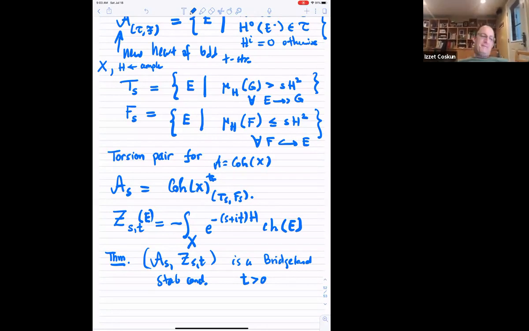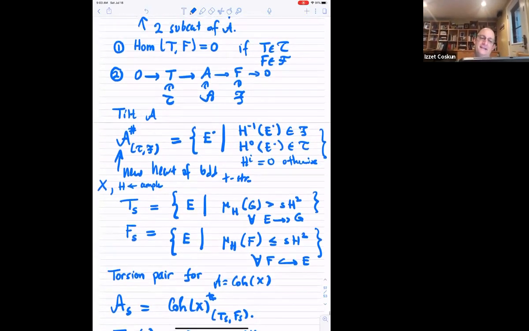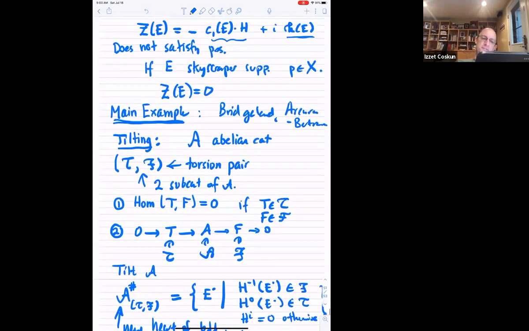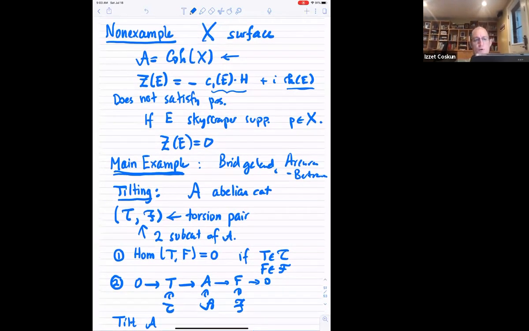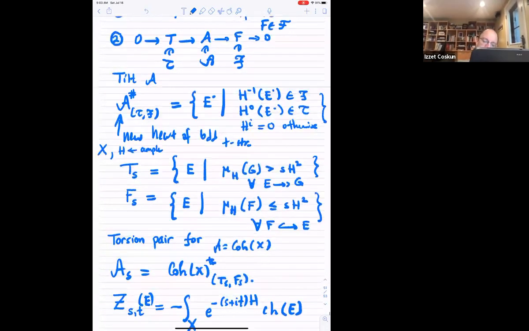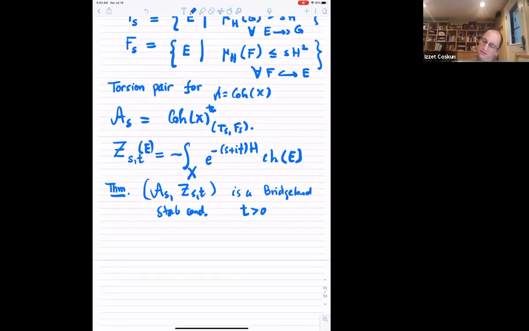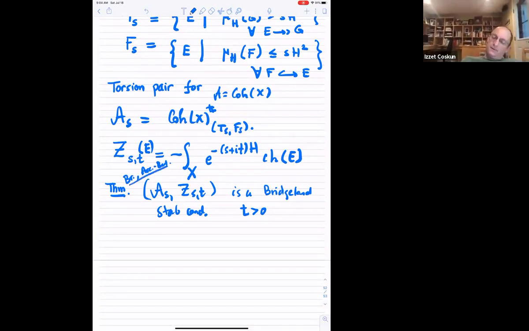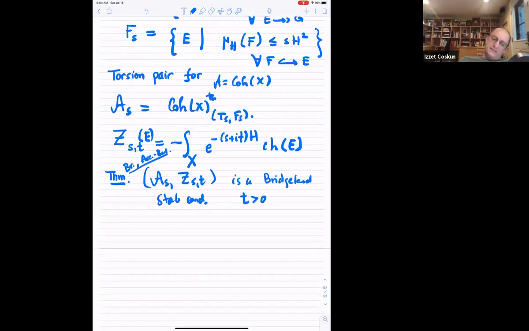I would normally maybe babble a little bit about why this is a Bridgeland stability condition and how it fixes this problem we had with the torsion sheaf supported at the point. But I think I'm going to skip doing this. I'll just say that, and I didn't attribute, this is Bridgeland and Arcara-Bertram. So I'll just say that this is a Bridgeland stability condition.